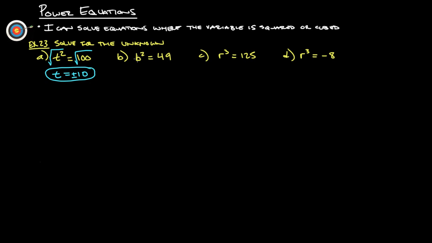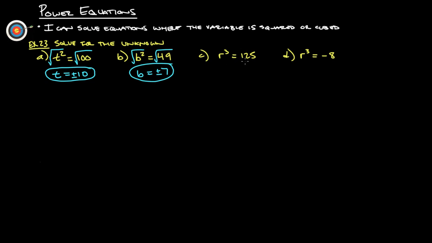Okay, so same thing here. B squared equals 49. Let's square root both sides, and we get B equals 7. But again, 7 squared gives us 49, but also negative 7 times negative 7 will also give us 49, so it's plus or minus 7.